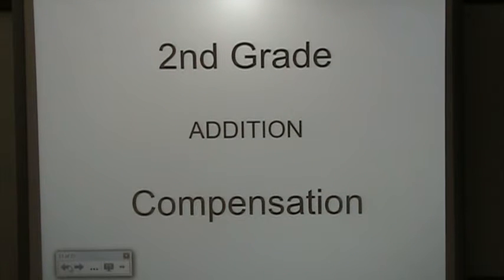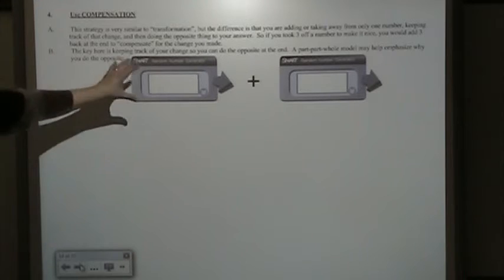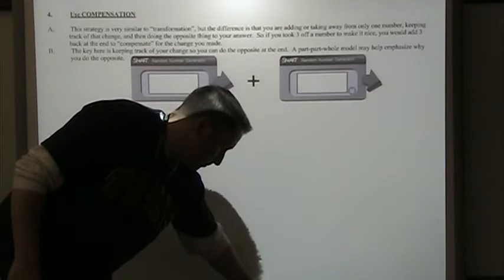Another second grade addition strategy that we can use with the kids before we get to the standard way of doing things is called compensation. Compensation is very similar to transformation with one little difference. So again, if you've seen the transformation, I have my random number generators.